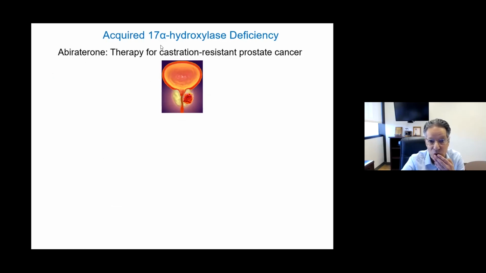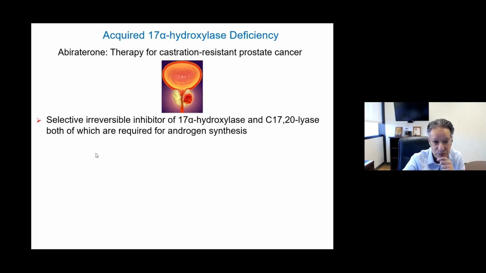And finally, there's an acquired form of this disorder. You may have heard of this compound, abiraterone. It's now used for therapy in castration-resistant prostate cancer. And Jason recently had an acid-base case where the patient was on this, one of their quiz cases. So it turns out it's a selective, irreversible inhibitor of this 17-alpha hydroxylase, and also this additional enzyme in the adrenal gland, both of which are required for androgen synthesis.